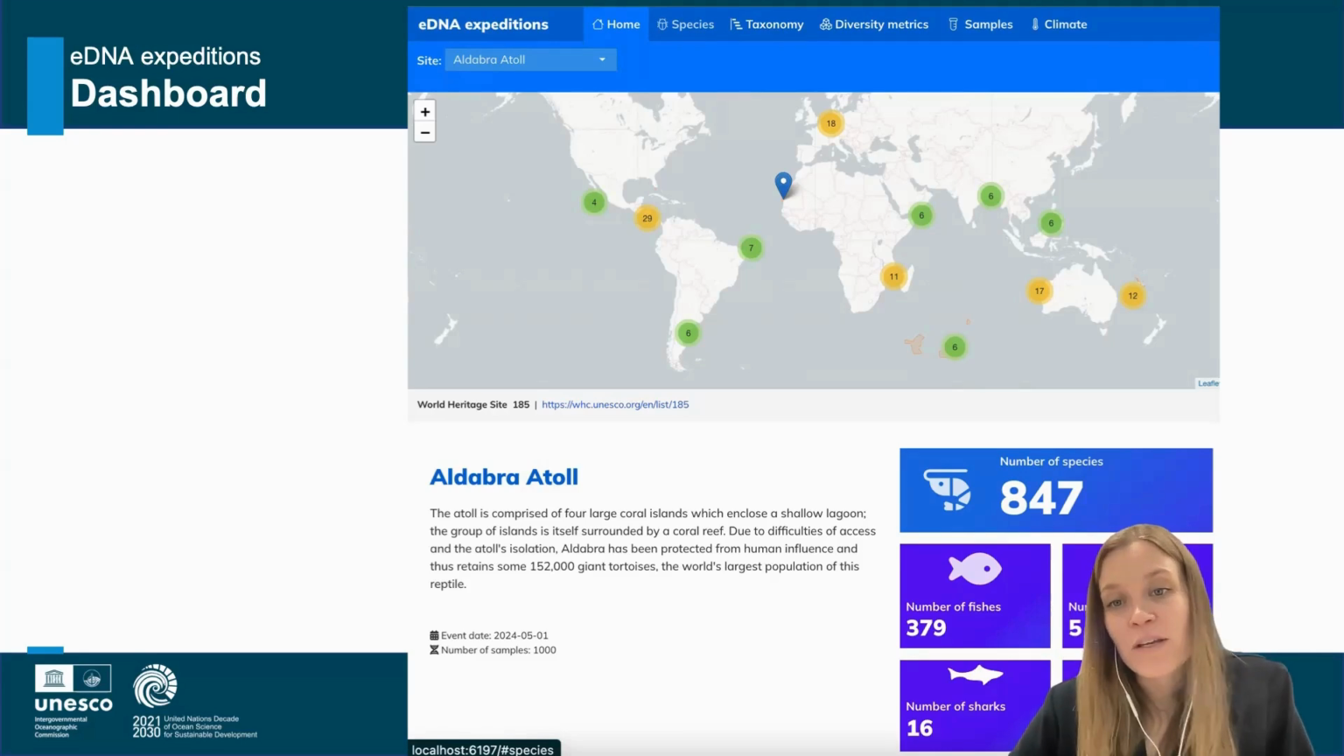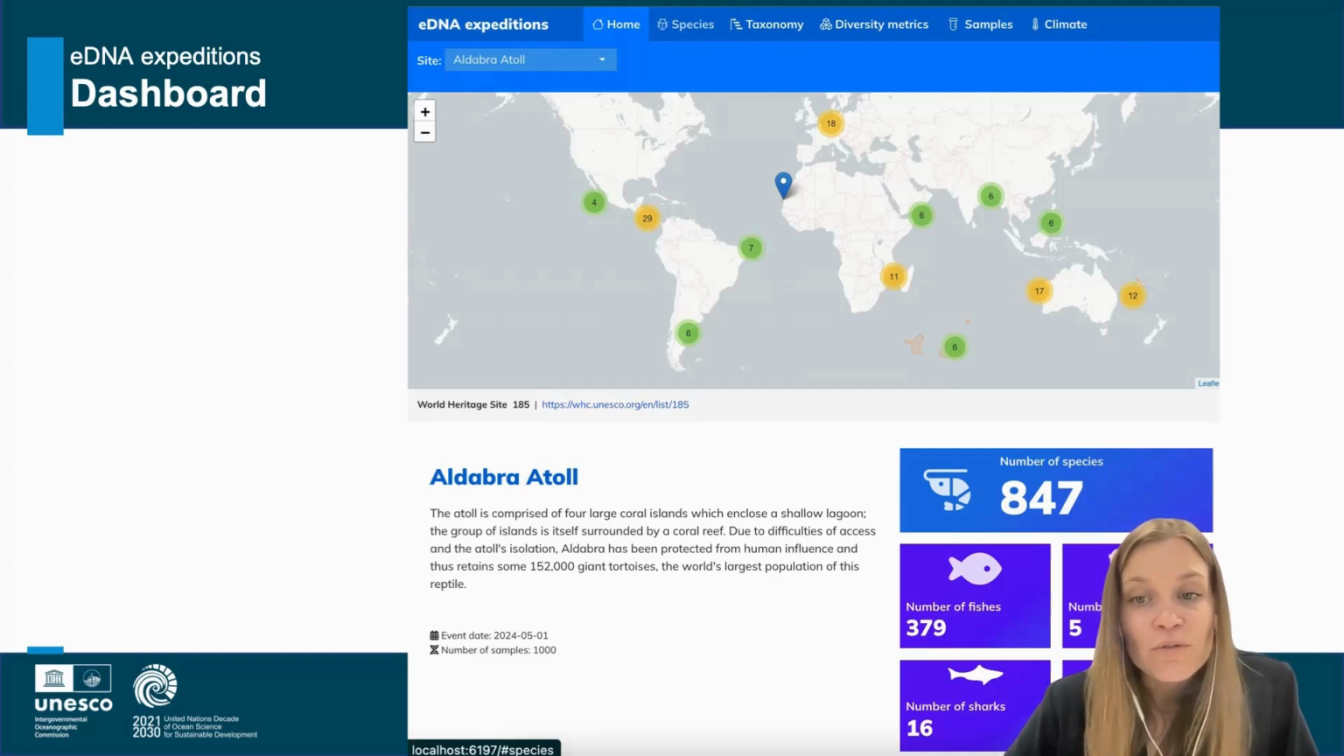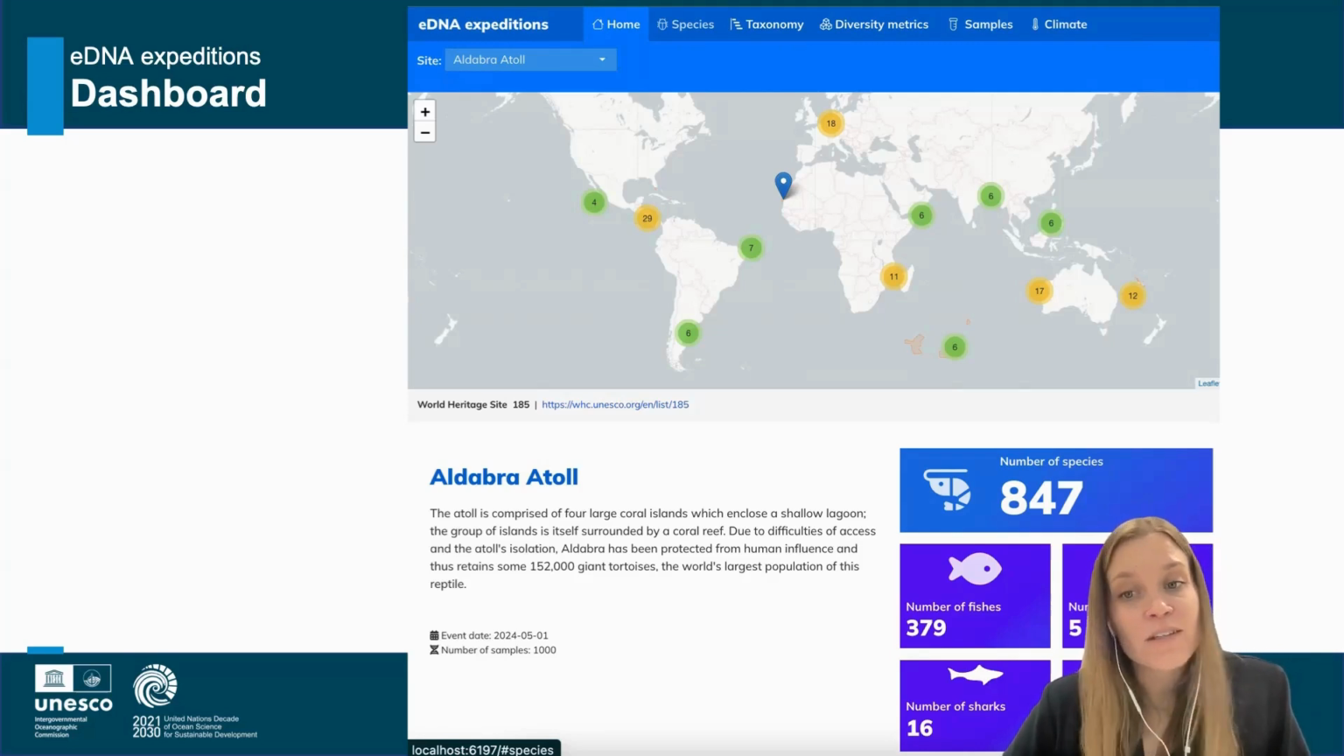But in this page, for example, you can see the results from one of our most successful sites, which was in the Aldabra Atoll in Seychelles. You can see that we got from those 20 samples almost 850 species, of which almost 400 were different fish species.